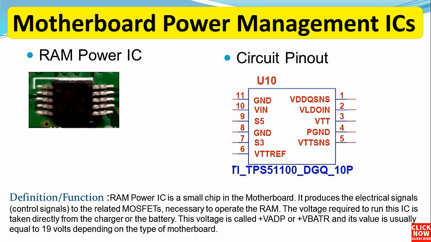Okay, and so on. As a definition, the RAM power IC is a small chip in the motherboard. It produces the electrical signals to the related MOSFETs necessary to operate the RAM, or random access memory. The voltage required to run this IC is taken directly from the adapter or the battery.